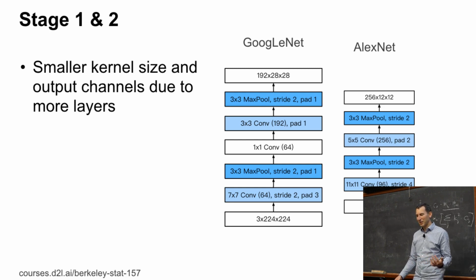So in AlexNet you ended up with a 12 by 12 in the end. This is 28 by 28. So it's still keeping a fair amount of the information that you would have had otherwise.